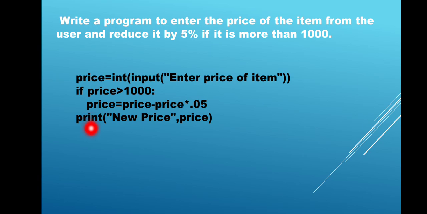Outside if, I have written print new price and then displayed the value of this variable. So this line will be executed in both the cases, whether this condition is true or false. But if this condition is true, then first of all this line will be executed and then we will come to this line. But if the condition is false, we will skip this body and we will directly come to this line. Okay. Now let us see the output of this code.